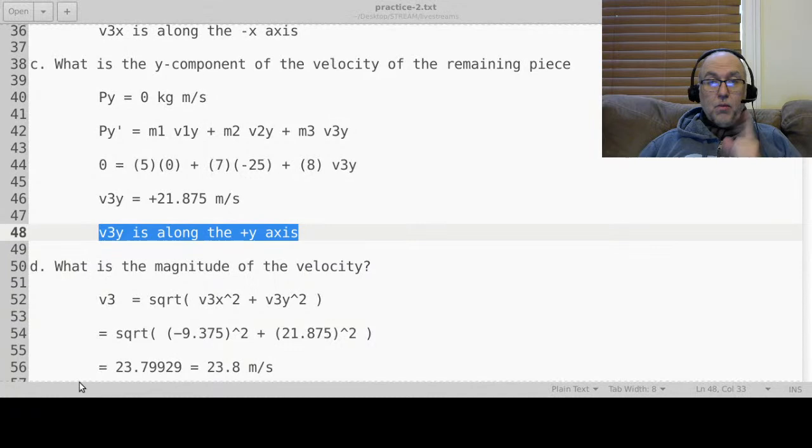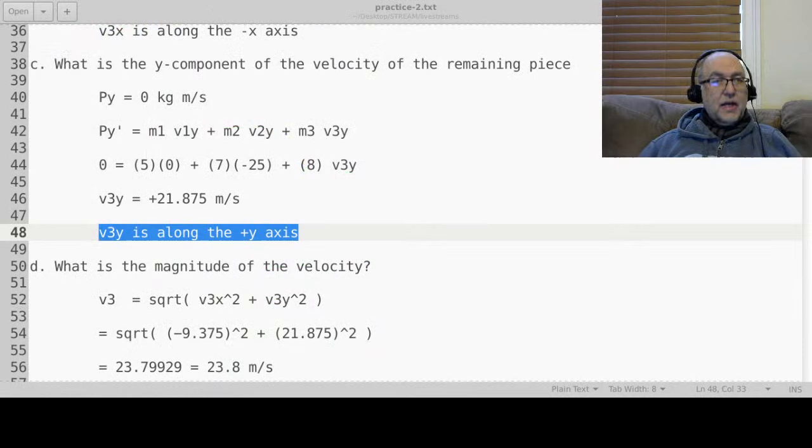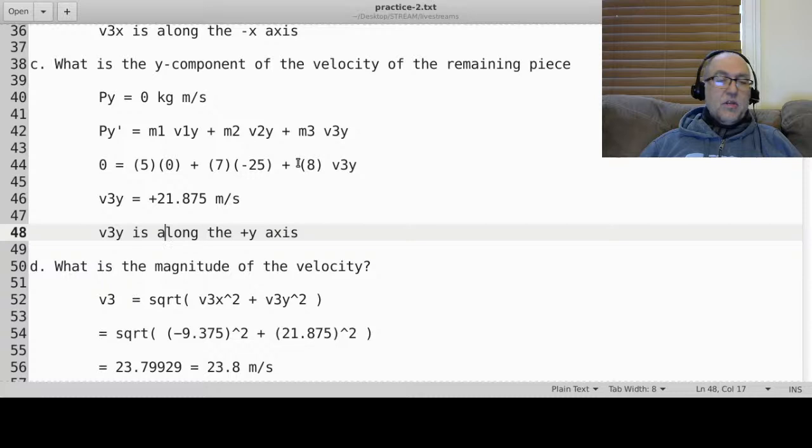So if we go back to the diagram here, we expected the y component of V3 to be upwards in the plus y direction to compensate for the negative y direction for the 7 kilogram mass. Remember, the momentum has to balance, it has to equal zero, because that's what it was initially. So great, we got those two components, and they're in the directions that we expected.